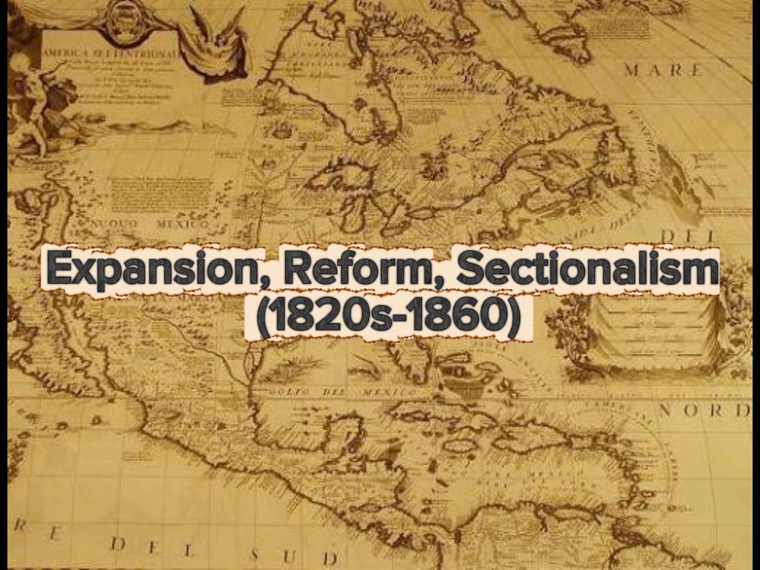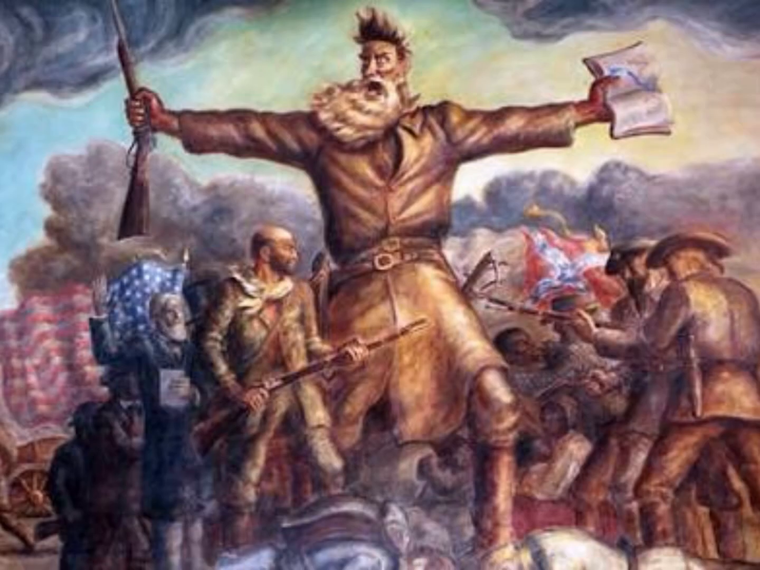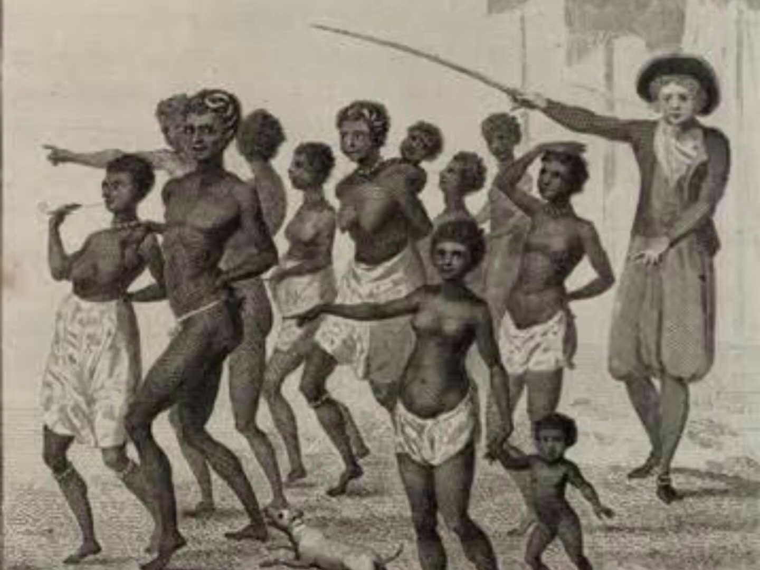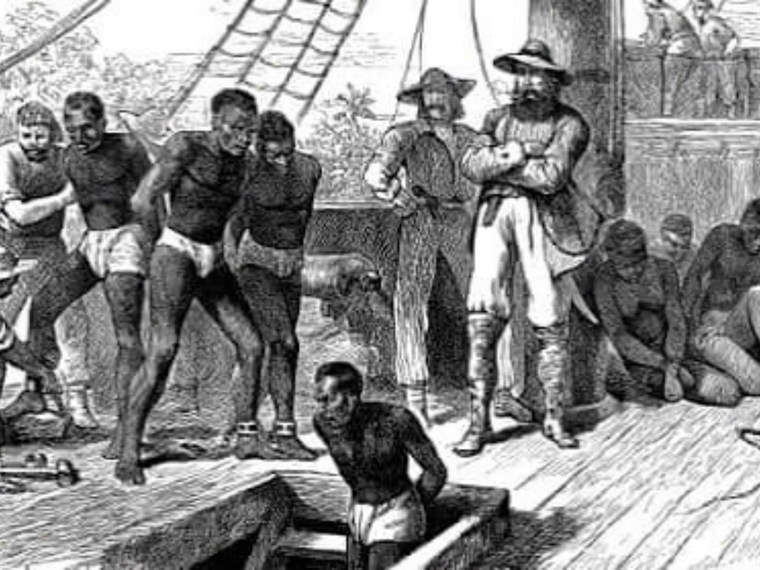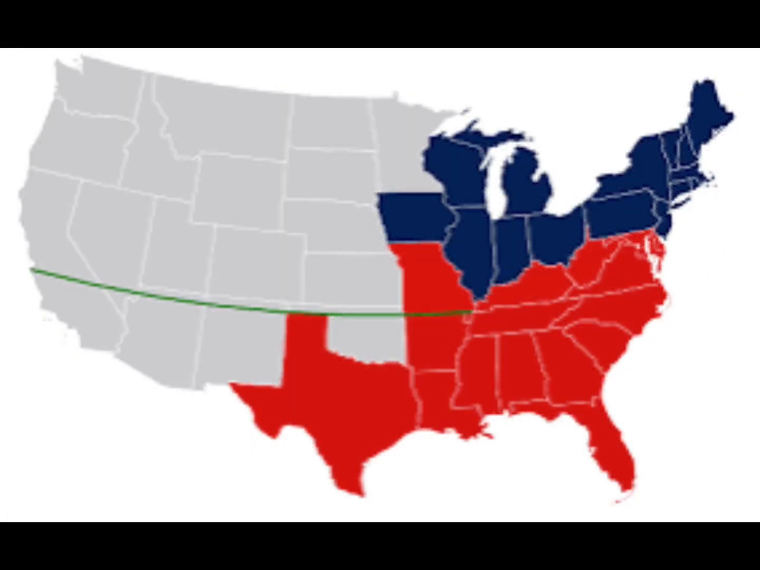During the early to mid-1800s, the United States expanded westward at a rapid pace. As new states and territories were added, the nation struggled to balance free and slave states. Efforts like the Missouri Compromise and the Compromise of 1850 tried to keep peace, but tensions continued to rise.